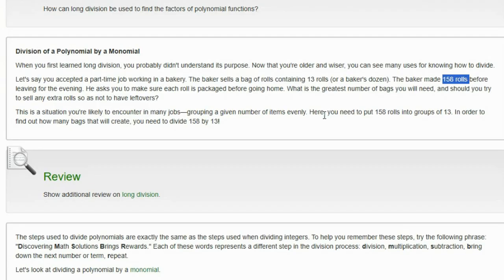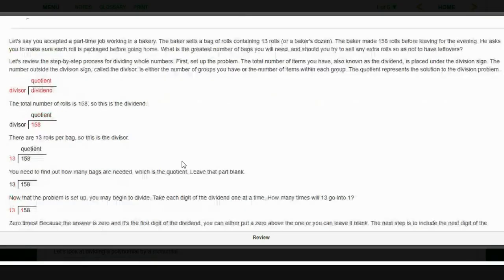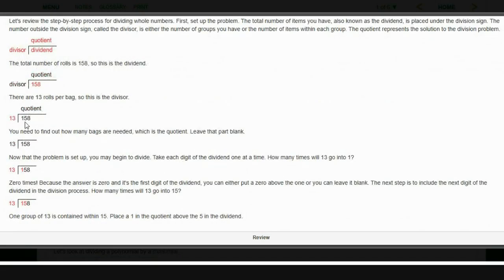So you go grab the bags and package them up 13 at a time. This is a situation that you could be encountering in many jobs: grouping a given number of items evenly. Here you need to put 158 rolls into groups of 13. So you'll just divide 158 by 13. We won't spend a long time reviewing how to divide, like this, dividing 13 into 158. That is elementary school. I'm sure you guys can divide.